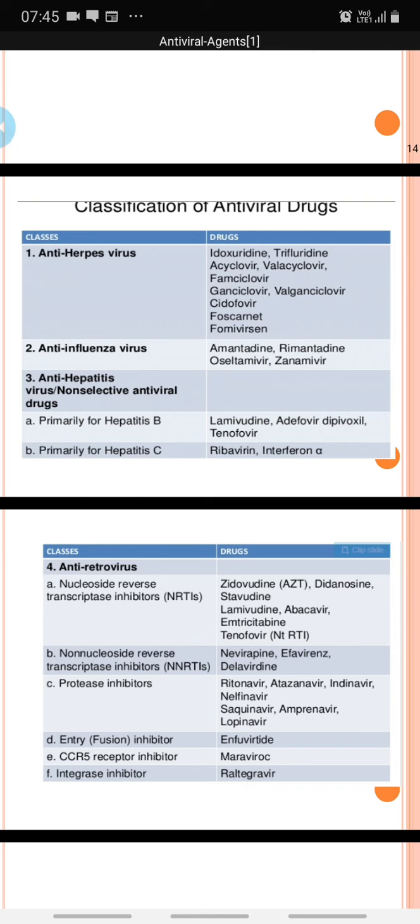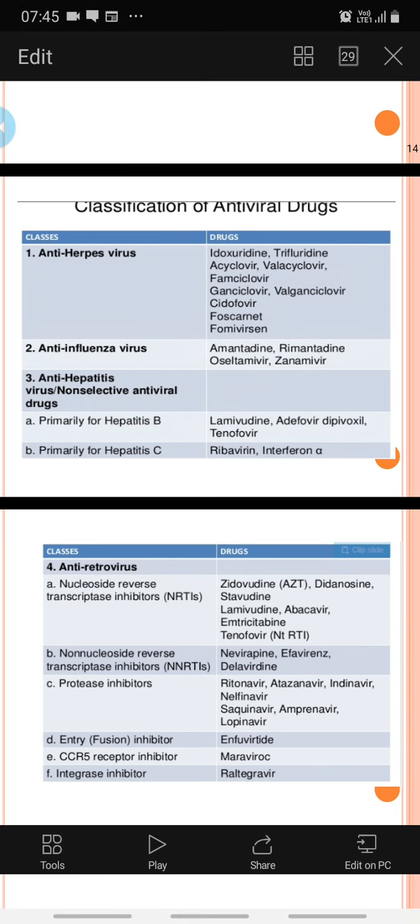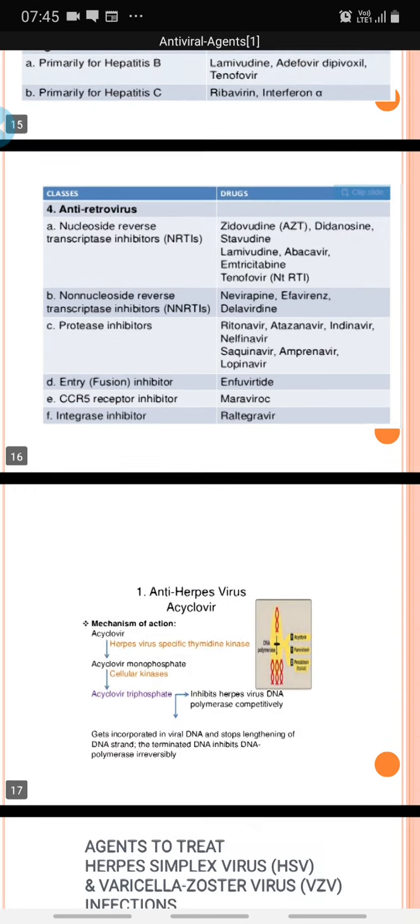Then for retrovirus, these are the antiretrovirals. Nucleoside reverse transcriptase inhibitors, for example zidovudine, stavudine, lamivudine, tenofovir. Non-nucleoside reverse transcriptase inhibitors, nevirapine, efavirenz. Protease inhibitors end with navir, like ritonavir, atazanavir, indinavir, lopinavir, etc. Fusion inhibitor or entry inhibitor, enfuvirtide, CCR5 receptor antagonist, maraviroc, and integrase inhibitor, dolutegravir. So these are the antiretrovirals, and the first list is for the other drugs which are active against non-retroviruses.